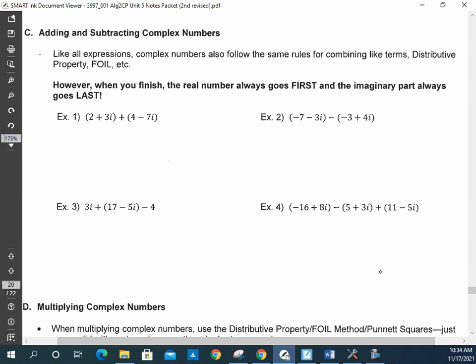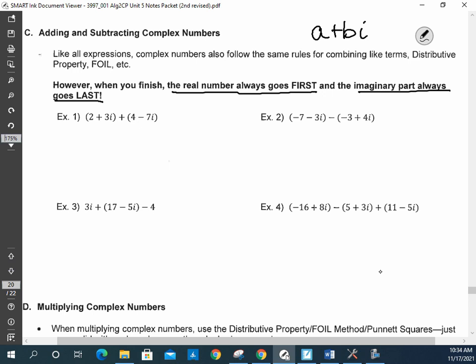So adding and subtracting, we add and subtract the same way we normally would. Combine our like terms, do what we need to do. However, the real number always goes first. The imaginary part always goes last. You always want your answer in standard form, a plus bi.